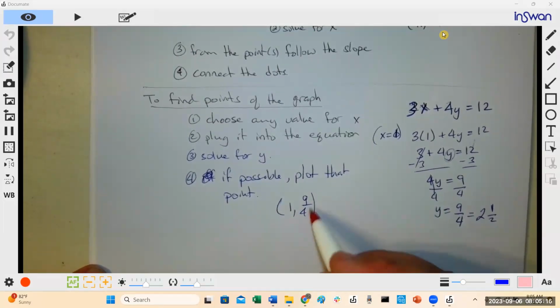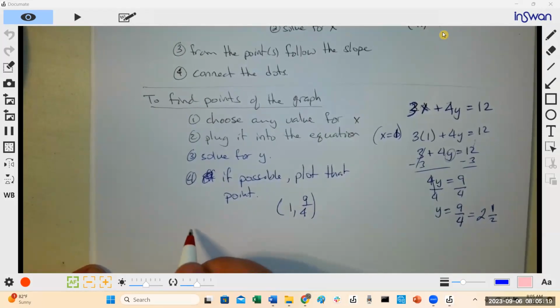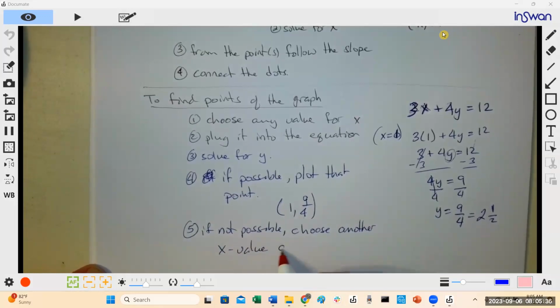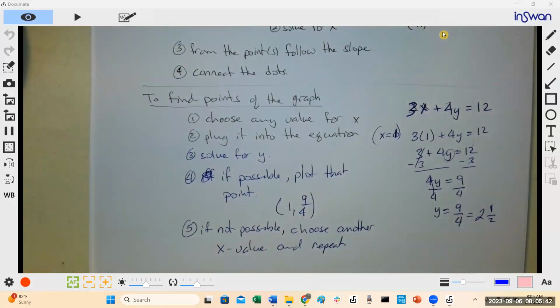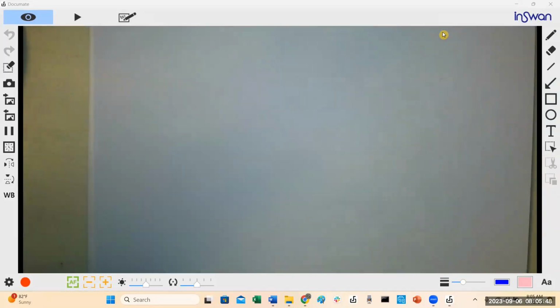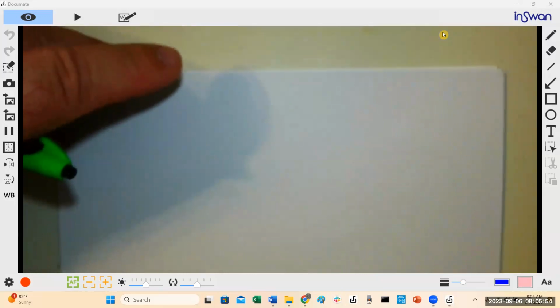And we can't plot that because we don't know what 9 over 4 is. So if not possible, choose another x value and repeat until you find some points. All right, so those are the outline of what we're going to be doing when we start graphing these things. And the other ones we'll be able to see what we need to graph those.